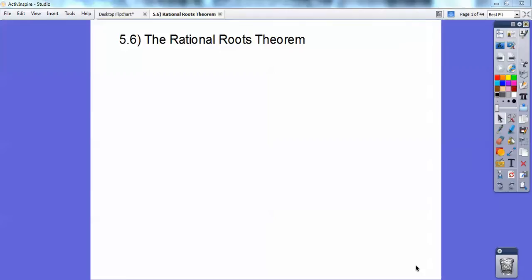Today's lesson is on the Rational Roots Theorem. It's probably one of the most important theorems in your Algebra 2 class. It lets you solve any polynomial equation without any information known except for the equation itself. Let's go ahead and get started here.